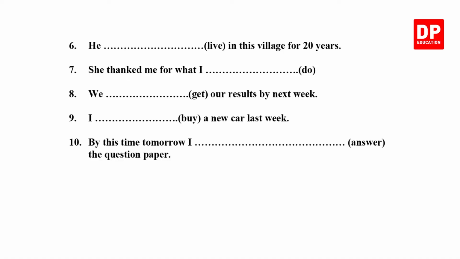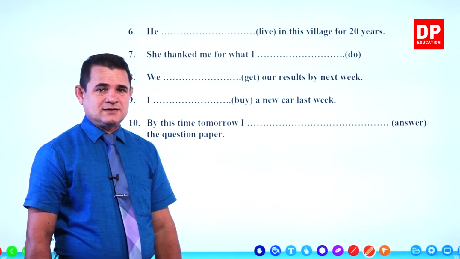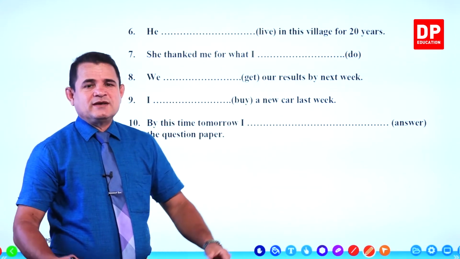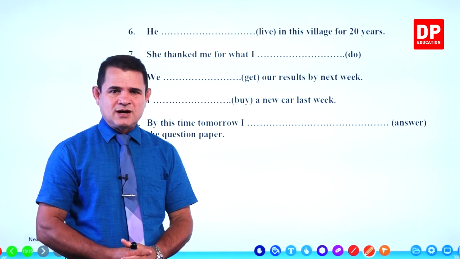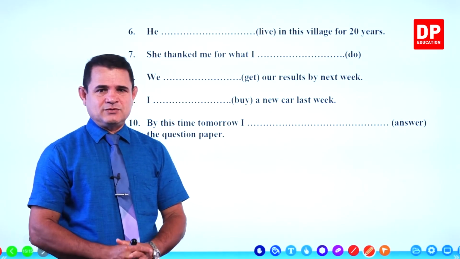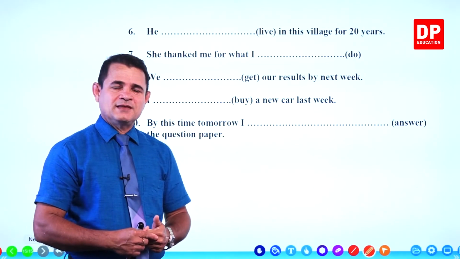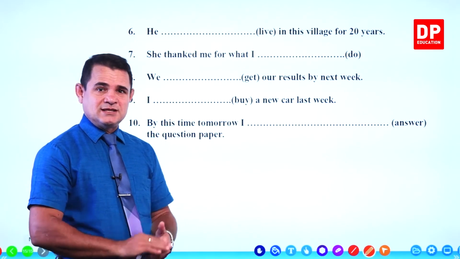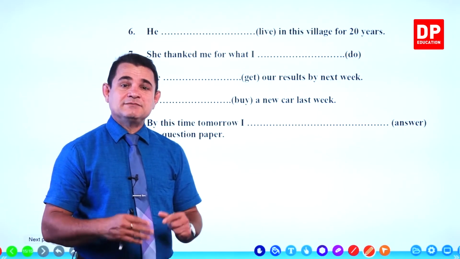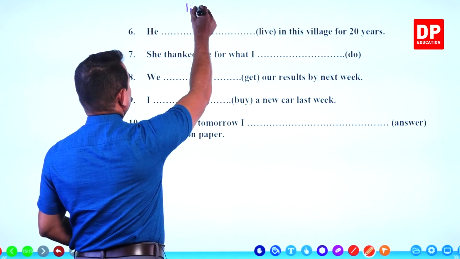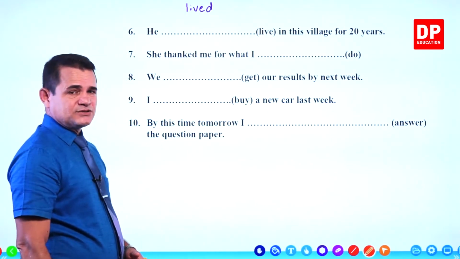Now next one, number 6. He blank live in this village for 20 years. You can say he lived also possible, meaning he lived in this village for 20 years, with no connection to the present. So if you say it in simple past tense, you can simply say he lived. Right? That is simple past tense.